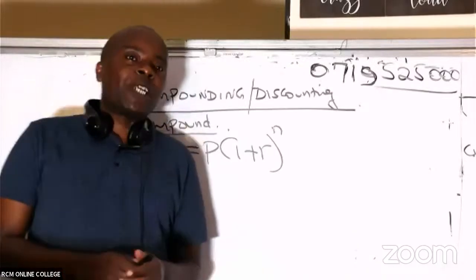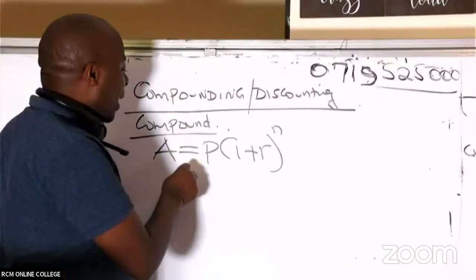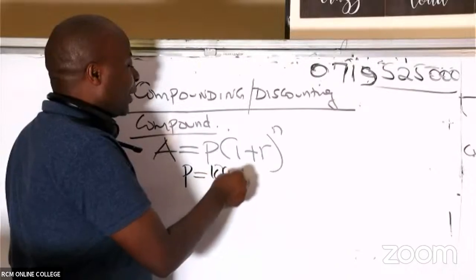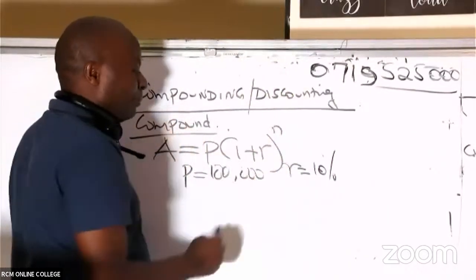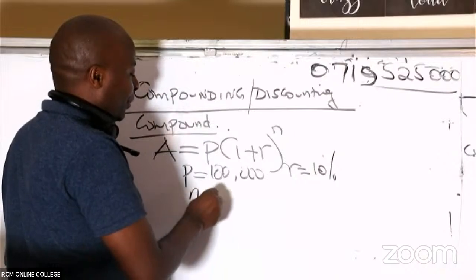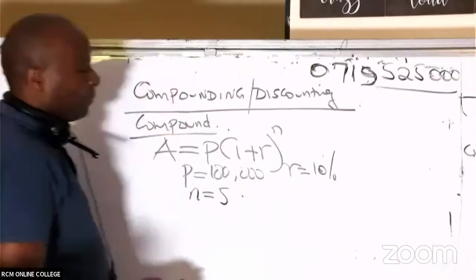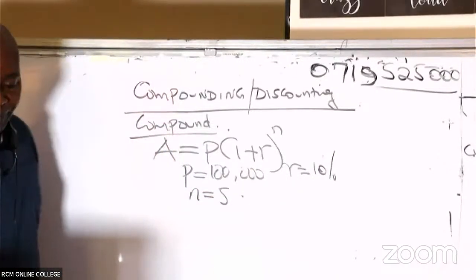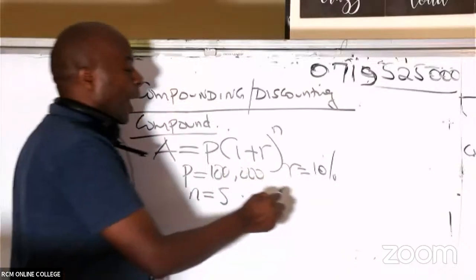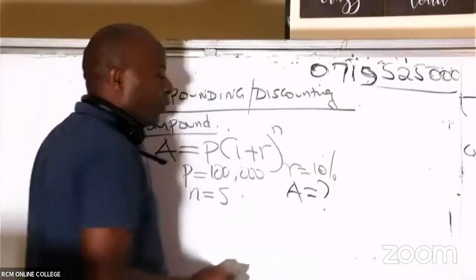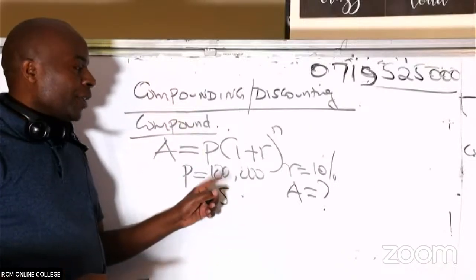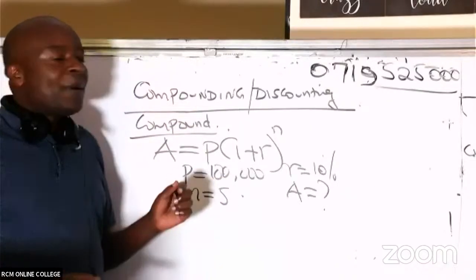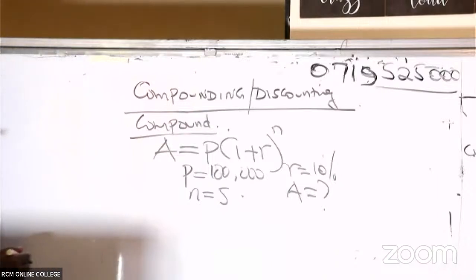So assuming, for example, your principal amount today is 100,000, the rate of interest is 10% per annum, and you keep this money for 5 years with that particular institution, with that bank, then how much will you be able to get in the form of an amount? So amount now will include the principal itself, which is 100,000 plus the interest. So abracadabra, ladies and gentlemen, let's straight away use this compounding interest formula.